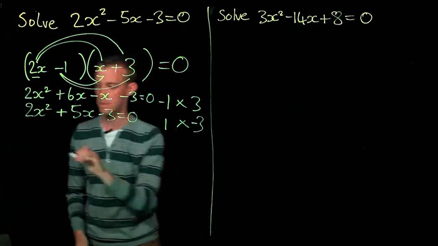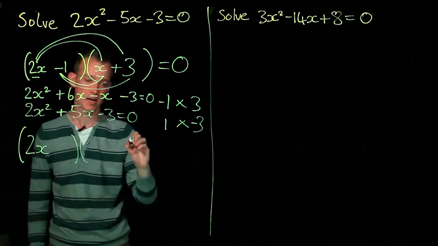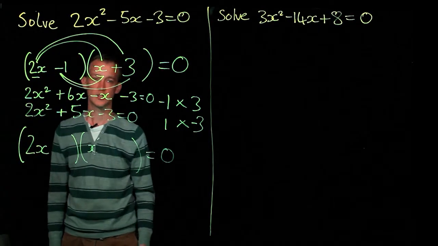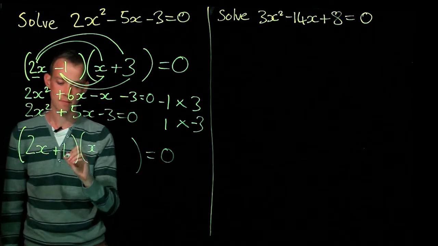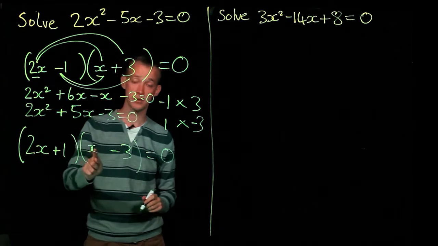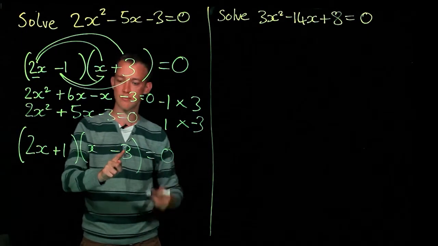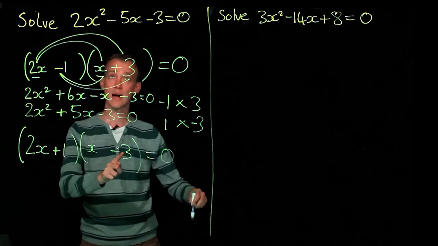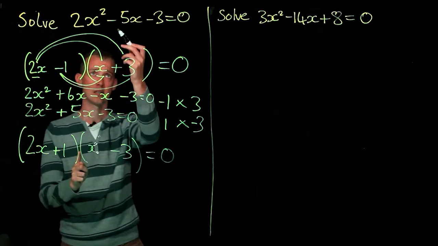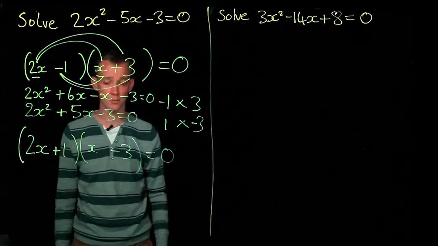Let's try something different. I've got 2x there again. We know this bit's correct, and we know my x is correct here, and we know it equals 0. Let's try positive 1 and a negative 3. Let's expand that. Well, 2x times x is 2x squared. 2x times minus 3 makes minus 6x. I then get 1 more x from 1 times x, which makes minus 5x. And then the 1 times minus 3 makes the minus 3. So this is the correct version.